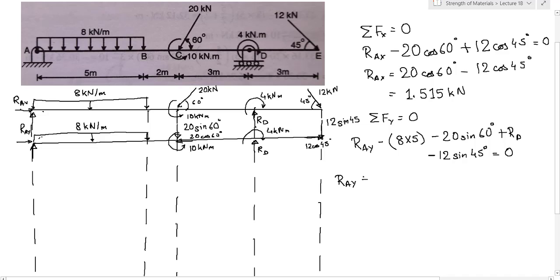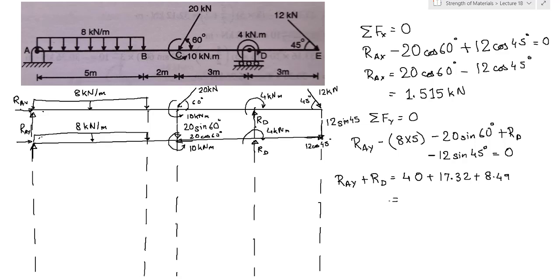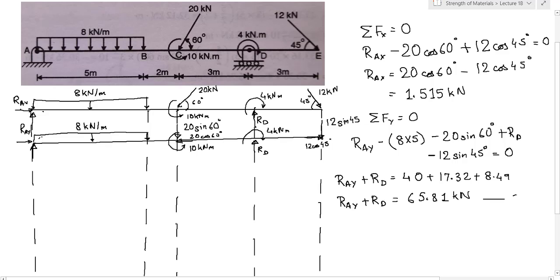So we can put RAY plus RD is equal to 40 plus 20 sine 60, which comes out to be 17.32, plus 12 sine 45, which comes out to be 8.49, right? And all this is now equal to 40 plus 17.32 plus 8.49, which is 65.81. So RAY plus RD comes out to 65.81 kilonewton. So this will become our equation number 1.